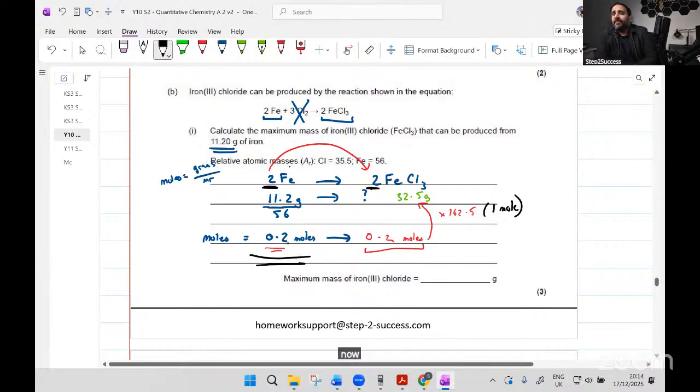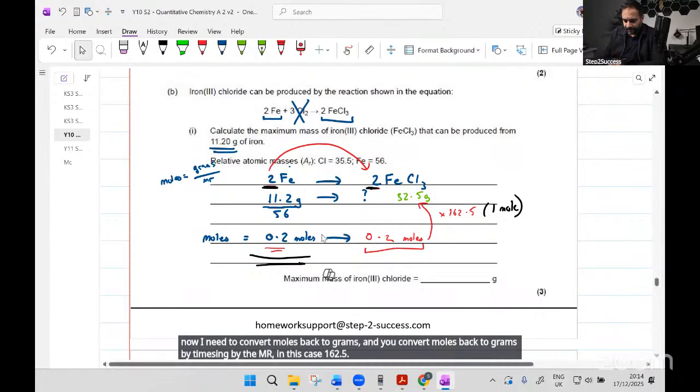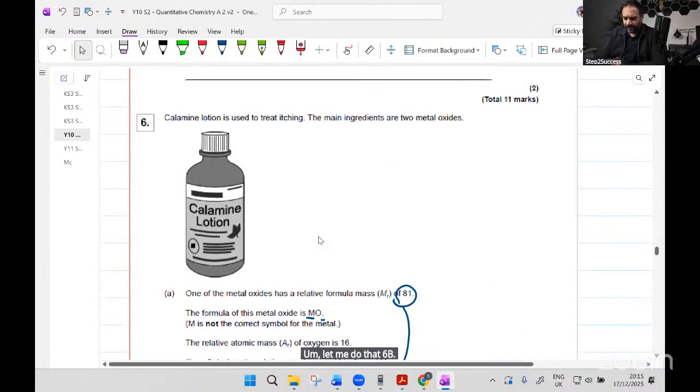Now I need to convert moles back to grams, and you convert moles back to grams by timesing by the MR, in this case 162.5. Let me do that 6B. I'll do another one of these, then it might make more sense.